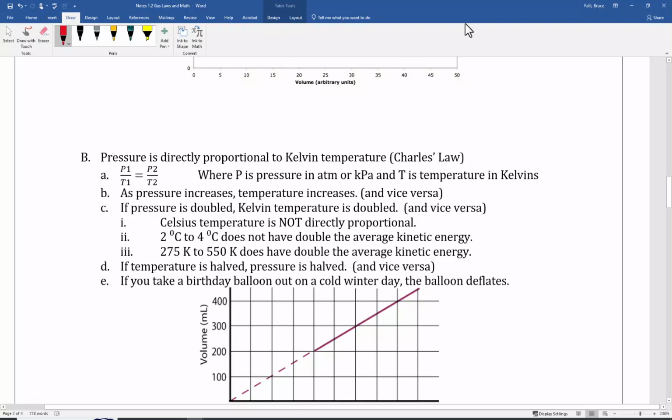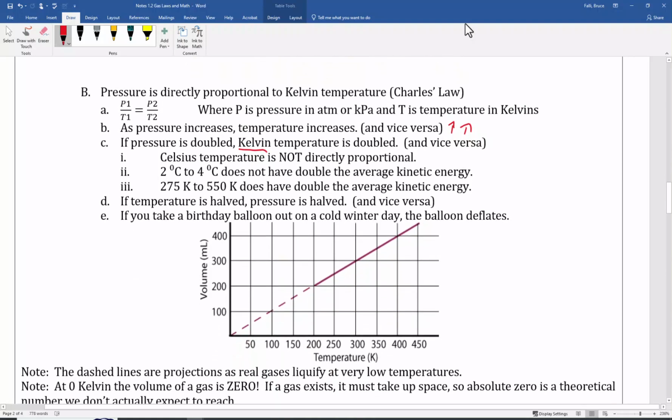And you do have to be able to identify whether it's inversely related or not based on the graph. Pressure is directly proportional to Kelvin temperature. That's Charles's law. P1 over T1 equals P2 over T2, where P is pressure in atmospheres. It's the same unit things, right? As pressure increases, temperature increases. That's what it means to be directly proportional. Up and up. If pressure is doubled, temperature is doubled. Now it's got to be Kelvin temperature that is doubled. Celsius temperature is not directly proportional.